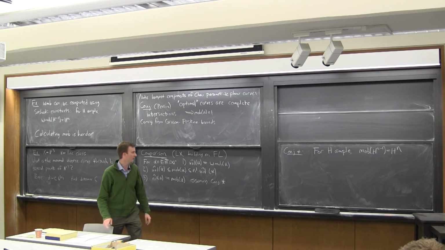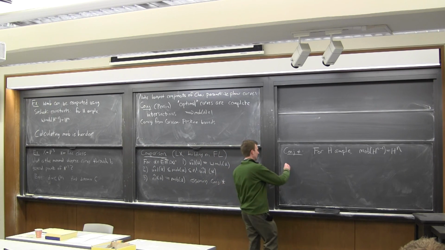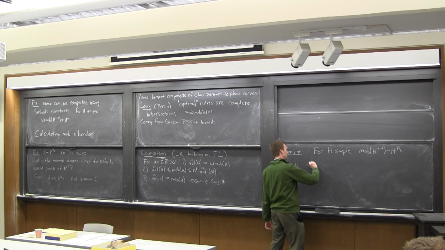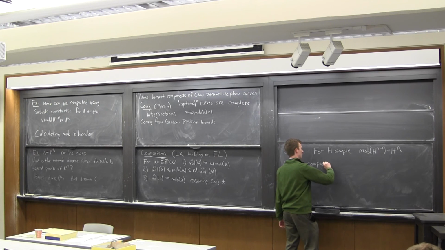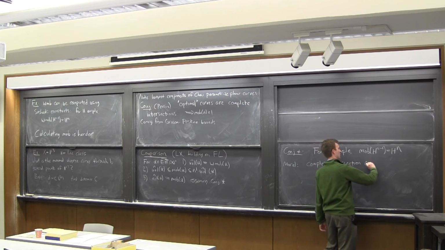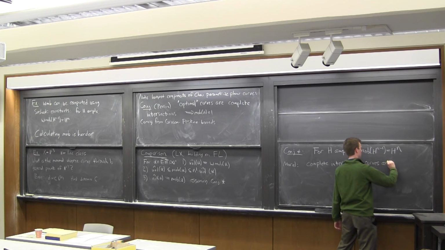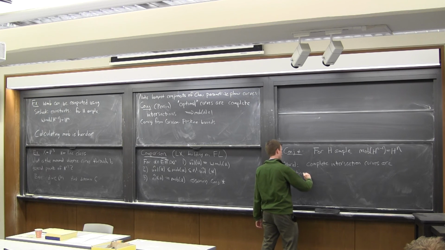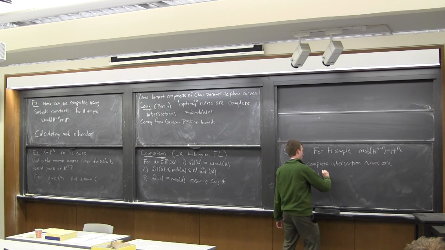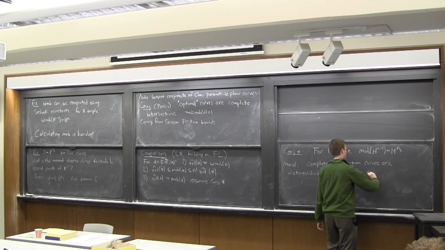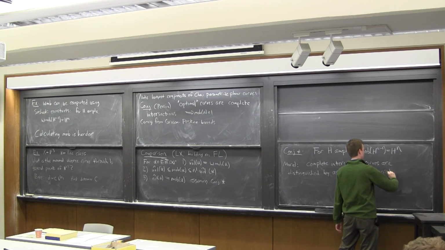Let's see. So, what is this theorem saying? I mean, the moral, in my mind, the surprising thing about this is that in some sense, complete intersection curves are distinguished by asymptotic enumerative geometry.